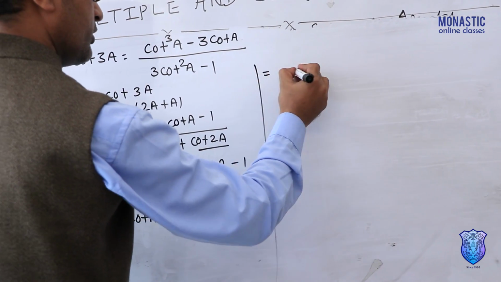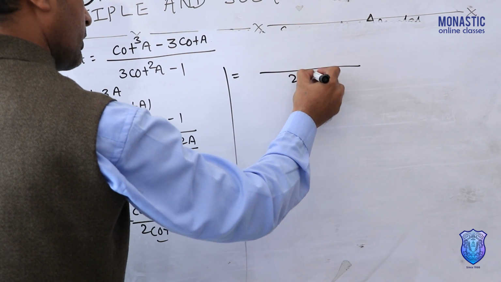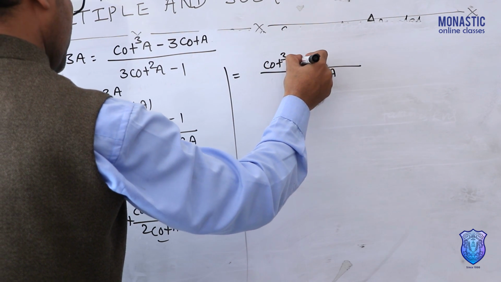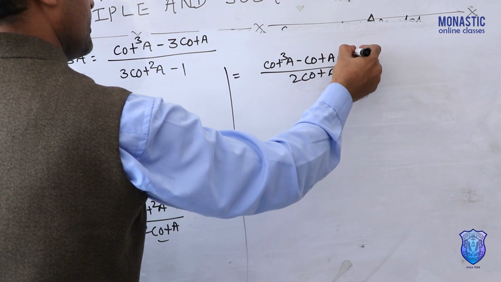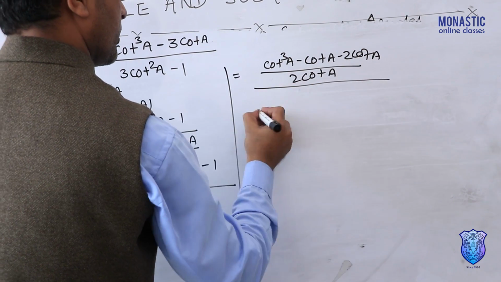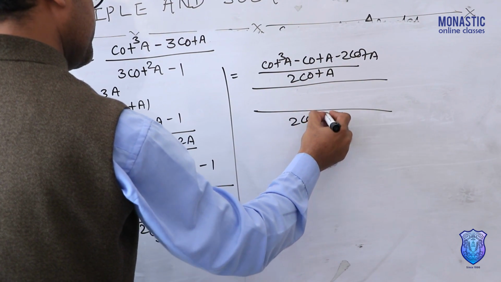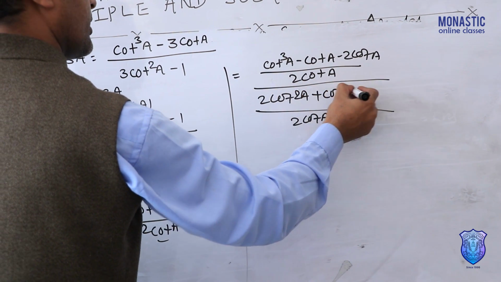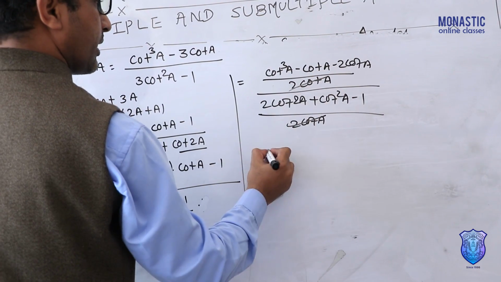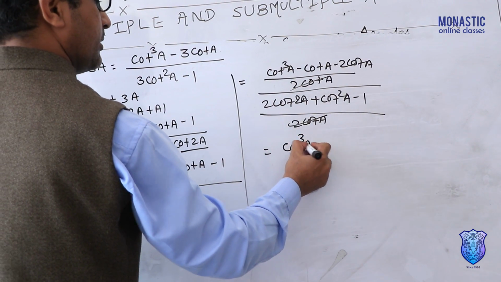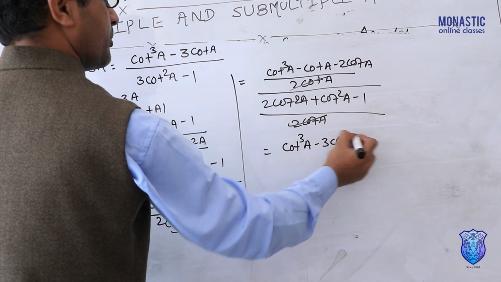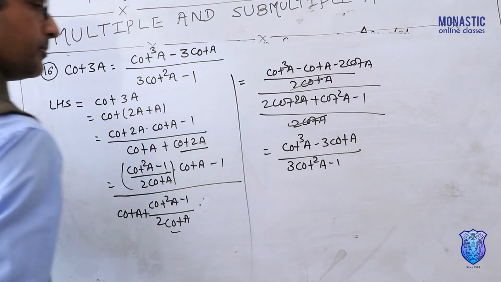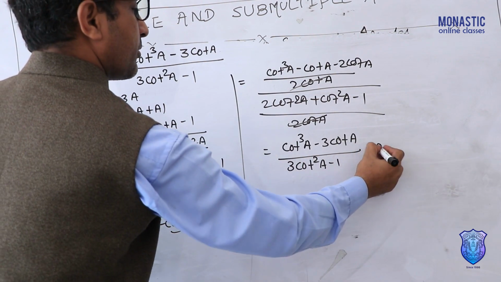Then do the LCM, do the simplification. 2 cot A is LCM. Here it came cot cube A minus cot A minus 2 cot A. Again here is 2 cot A common. 2 cot square A plus cot square A minus 1. These two cancelled. Cot cube A minus 3 cot A by 3 cot square A minus 1. That's the proof we have completed.